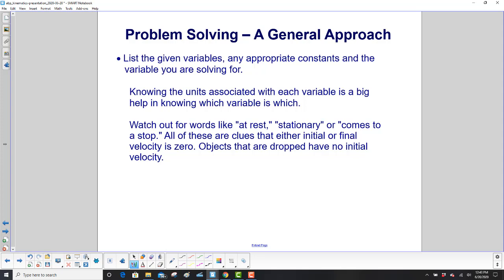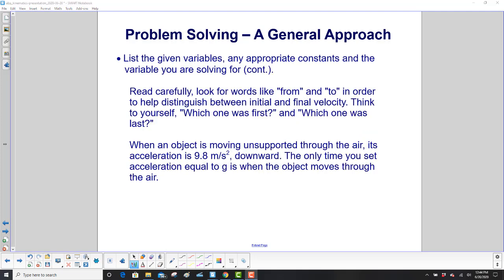Watch out for words like at rest, stationary, or comes to a stop. All of these are clues that either the initial or final velocity is zero. Objects that are dropped, if they say you drop something from a height or you drop it off a cliff, they have a zero initial velocity.